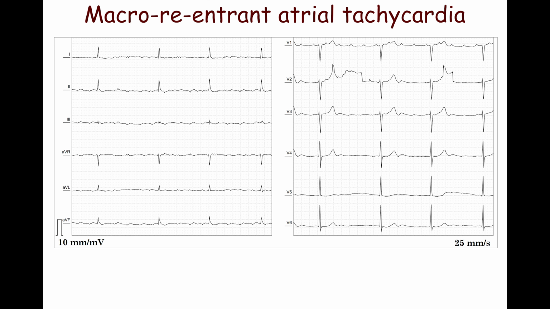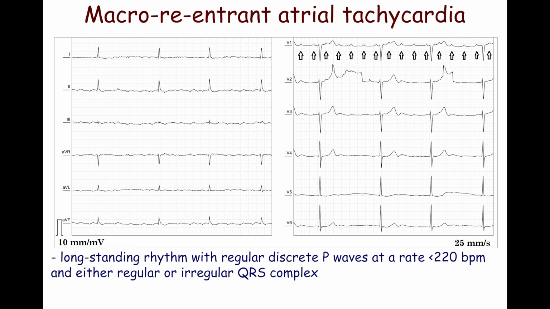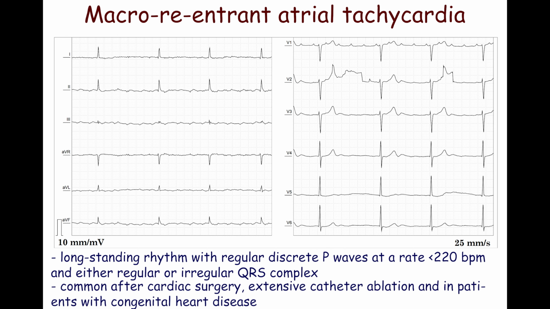Macro-reentrant atrial tachycardia is characterized by regular discrete P waves with an isoelectric line in between. It's long-lasting like atrial fibrillation or atrial flutter. The atrial rate is usually less than in atrial flutter. It's most often seen after cardiac surgery, extensive catheter ablation and in patients with congenital heart disease.